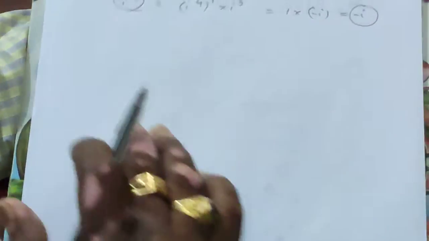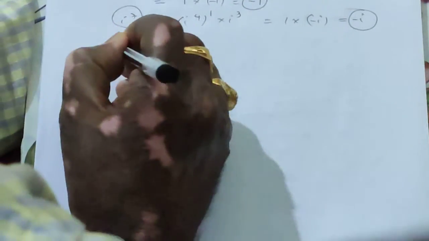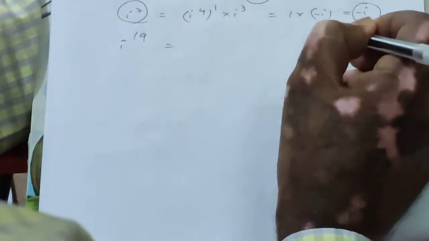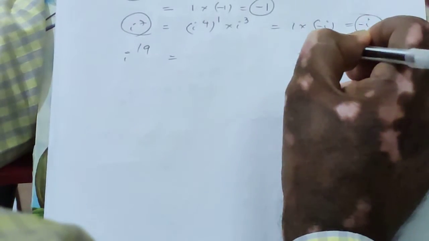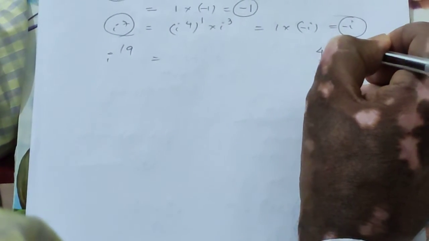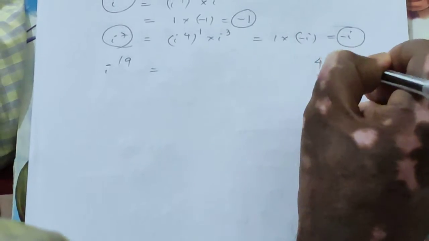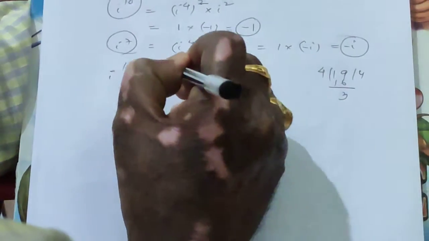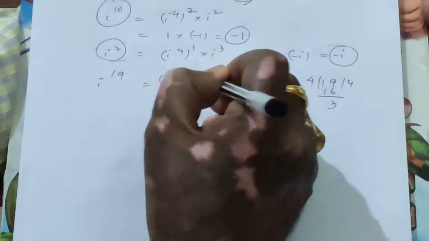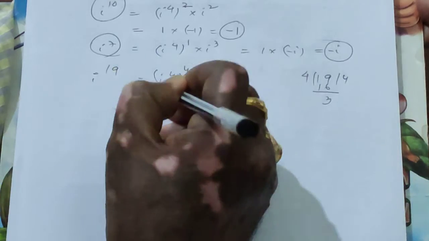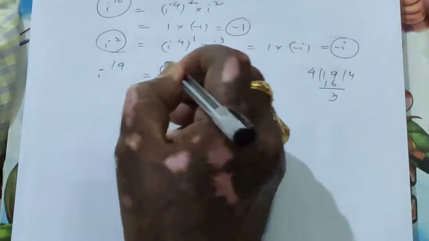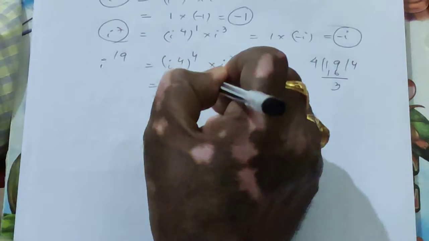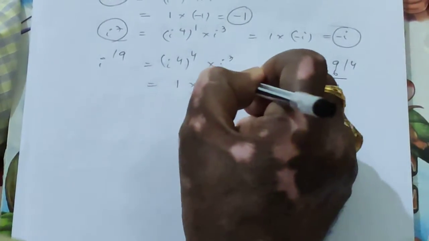Let i to the power 19. You divide 19 by 4. 4 4s are 16, remainder 3. So i to the power 4 to the power 4 into i cube. i to the power 4 is 1, 1 to the power 4 is 1, into i cube is minus i. You are getting minus i. i to the power 19 equals minus i.